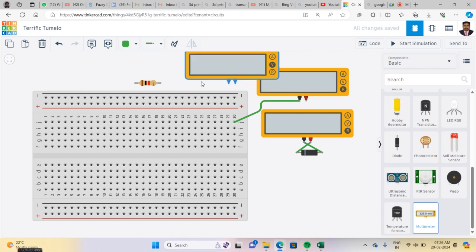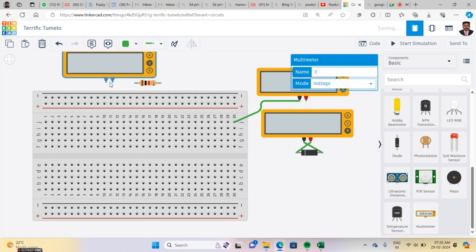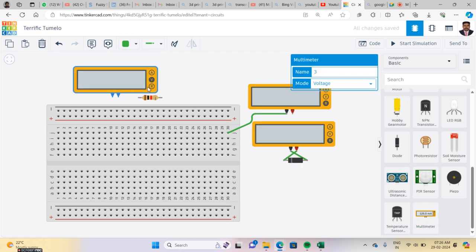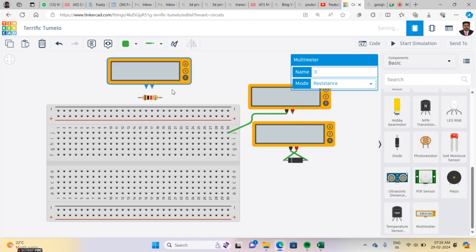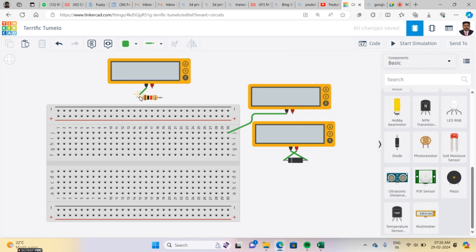So again we are going to take the same multimeter to understand what it is. Here again I am going to put it in the resistance mode and keep it here. One end is connected to this, another end is connected to this. Now if I start simulate, it will show some resistance value. So it is 1 kilo.